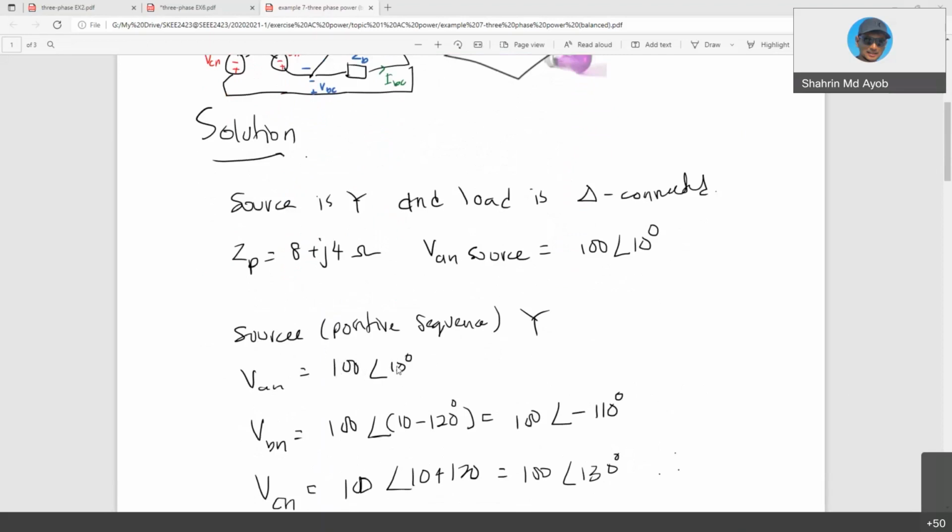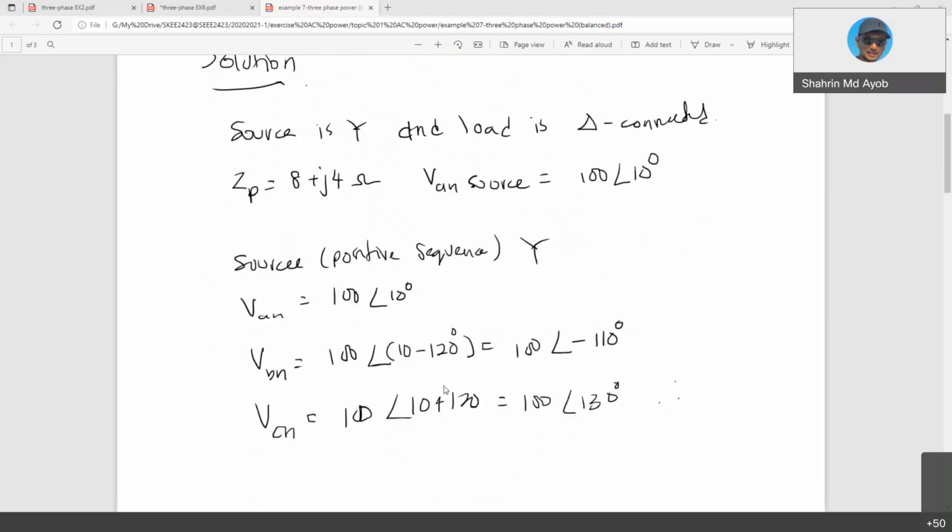Your VAN is given as 100 angle 10 degrees. So this is your reference, and your reference angle is 10. So all your VBN and phase voltages must refer to this reference. Instead of starting at 0, your reference starts at 10 degrees. So your VBN must have an angle of negative 110 and your VCN is 130 degrees.